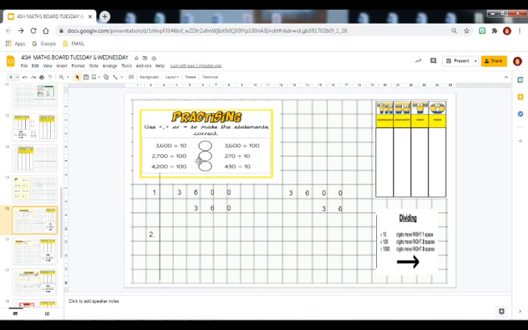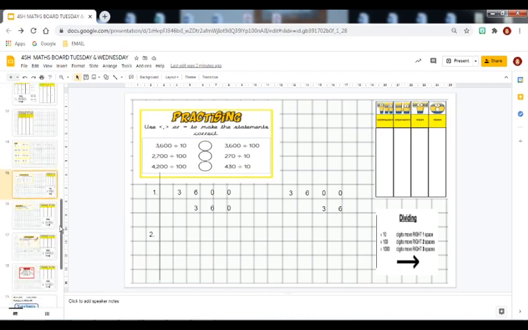When you've finished, complete number 2 and number 3. Feel free now to pause here and stay on this page until you've completed this challenge. When you are ready, press play and come and join me on the next challenge, please.